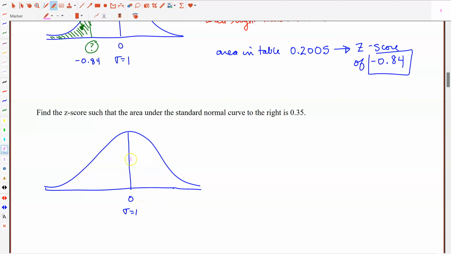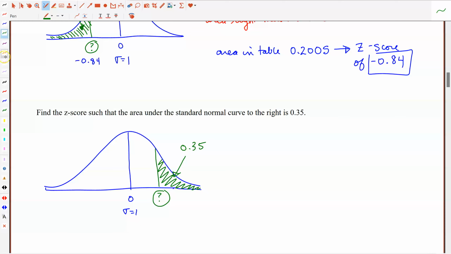Now, with relationship to my mean of 0, the area to the right of that would be 50% or 0.5. I want that to be less than 50%. The area that they're giving me to the right is 0.35. So it's going to be less than 50%, so I'm just going to put down a random marker, maybe right here. Maybe right here would be the z-score such that the area to the right of it, so this area right here, is 0.35. Who would that z-score be?